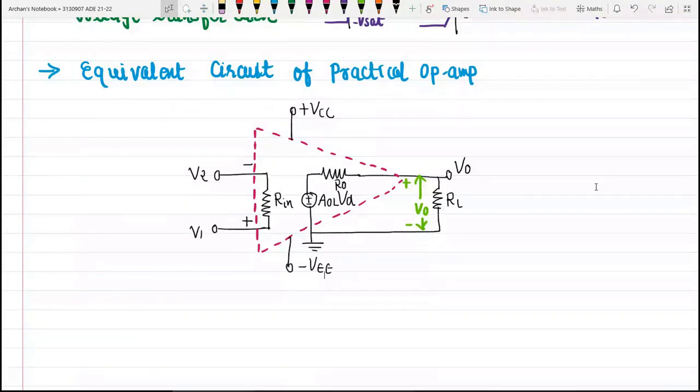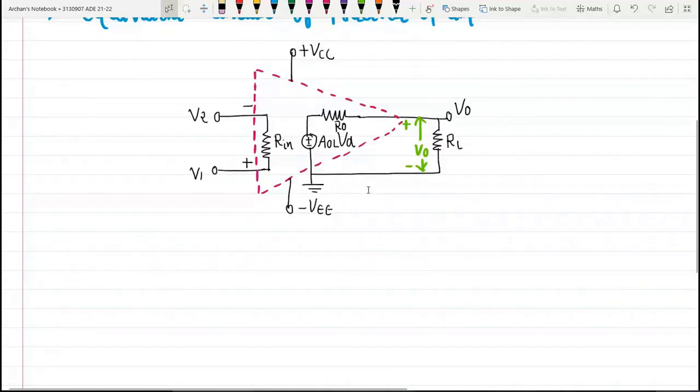Okay, so we'll begin now. We were talking about this circuit diagram, the equivalent circuit diagram of a practical op-amp, right? It shows us the input resistance, output resistance, and open loop voltage gain in terms of the circuit components like R in, R0, etc. Ultimately, what we have is this circuit, the amplifier.